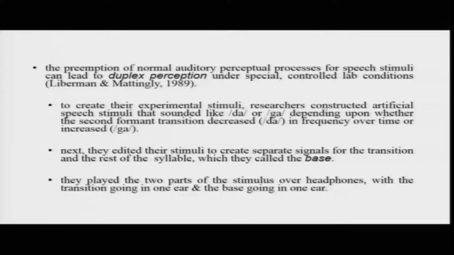For example, I am talking about da and ga. The base of da and ga will be different, and the transition of da and ga will also be different. So you get 4 different components. What you do is you play them to participants in separate ears. The idea is they played the 2 parts of the stimulus over headphones with the transition going in one ear. Suppose the transition comes to my right ear and the base comes to my left ear. This is how they do it.